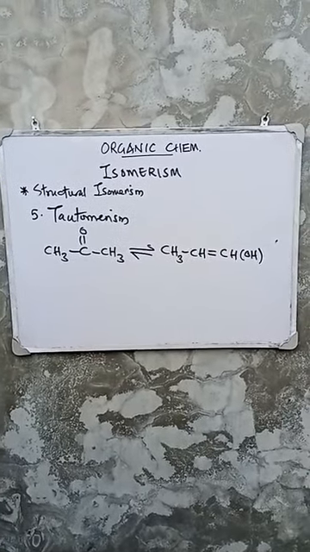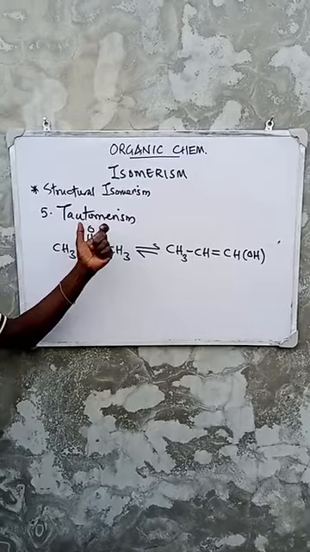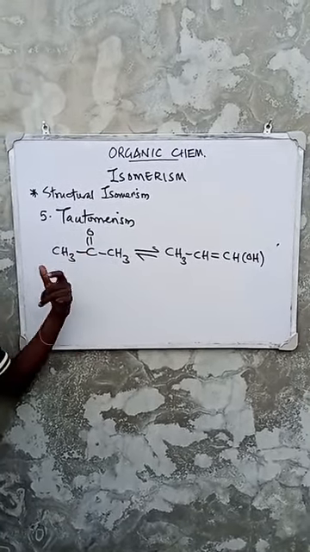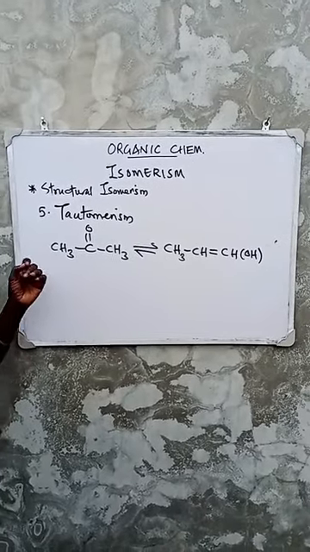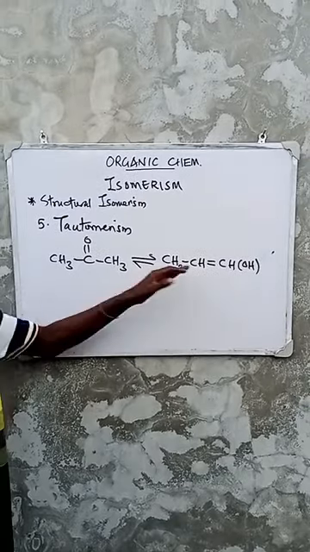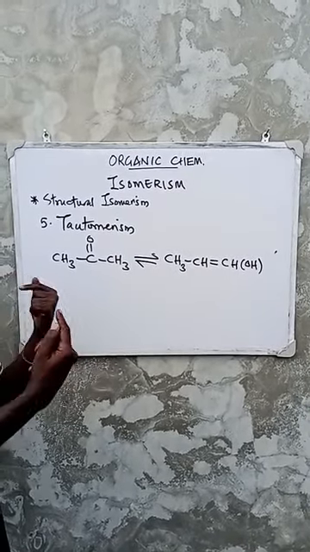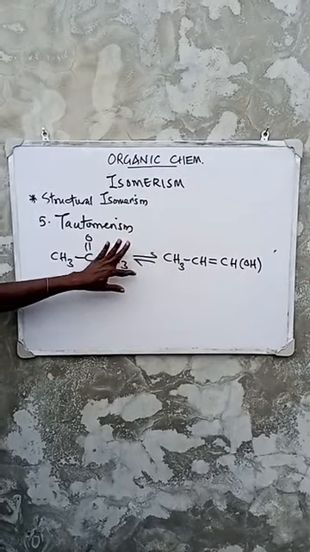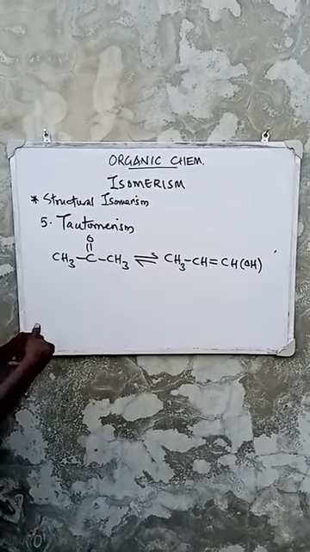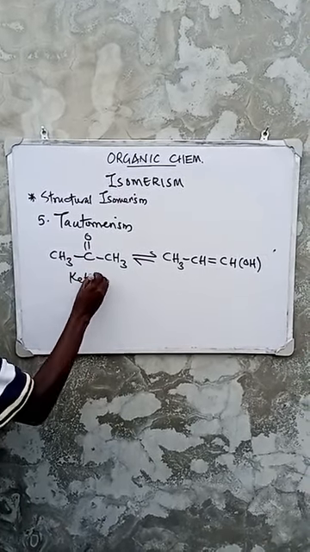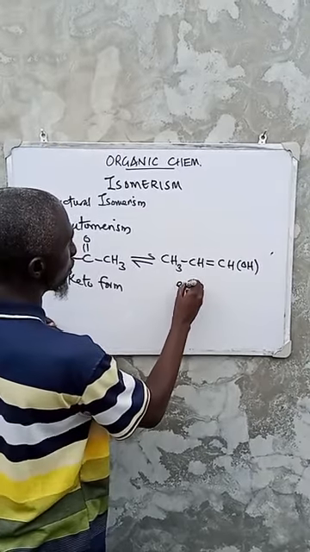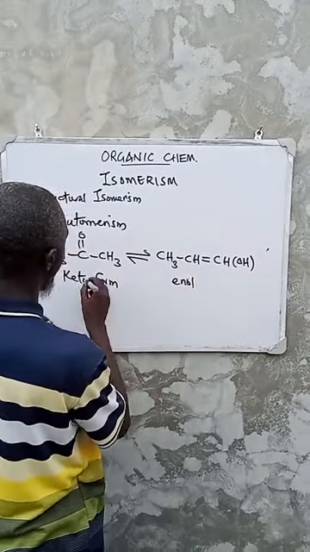The last type of structural isomerism is tautomerism. In tautomerism, the functional groups in question are in dynamic equilibrium. They are interchanging from one form to another, and that is the meaning of this symbol, equilibrium. So this one is called the keto form of the isomer, while this one is called the enol form of the isomer.